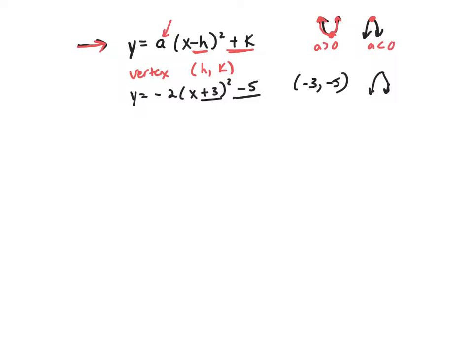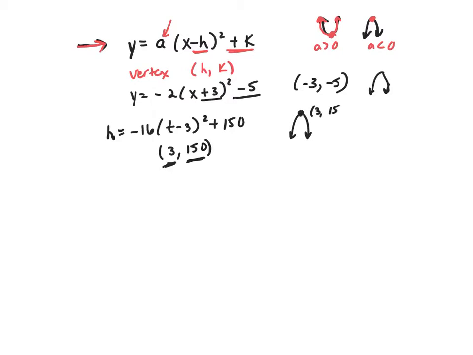So in our problem, we have h, which stands for height, equals negative 16 (t minus 3) squared plus 150. This thing opens down, and the vertex would be (3, 150). So what that means is after 3 seconds, this object is 150 feet up in the air. That is an ordered pair (3, 150).